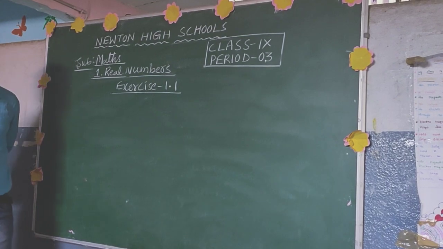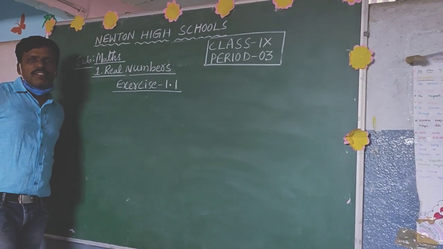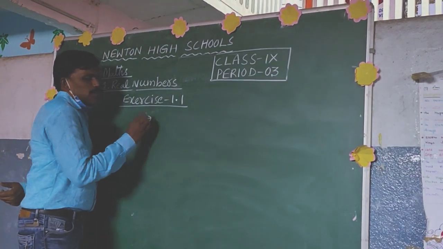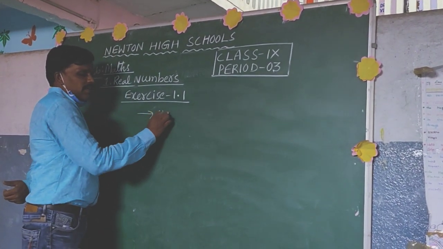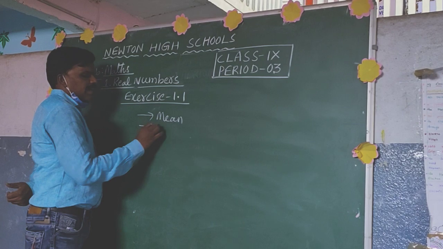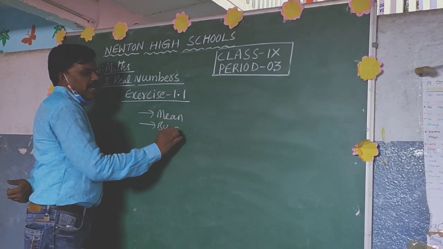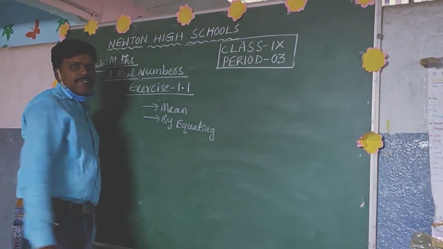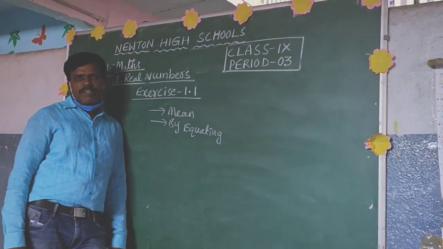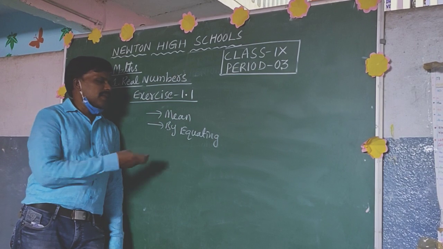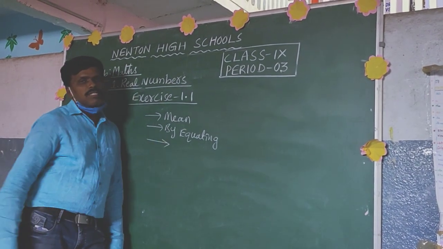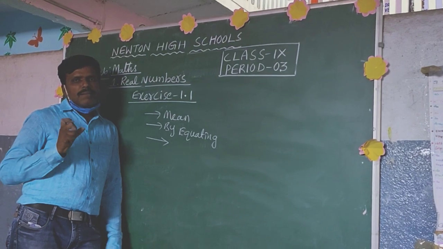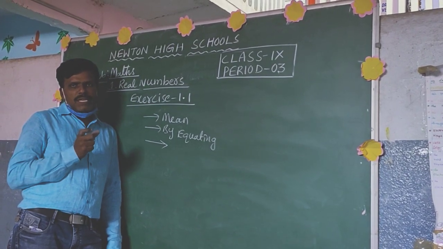So we learned about how to find the rational numbers between two given rational numbers. In that we discussed two methods. That is the mean method, and the second one is by equating the denominators. We can find many rational numbers between two given rational numbers. Based on that, we gave one statement: we can find so many rational numbers between two given rational numbers.